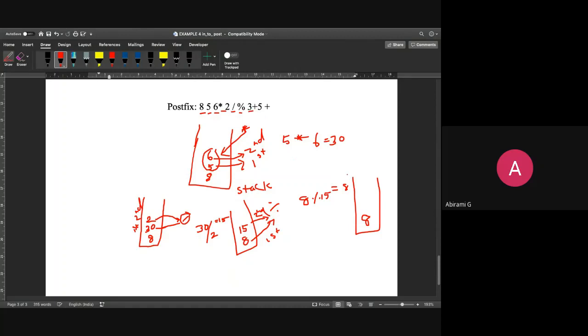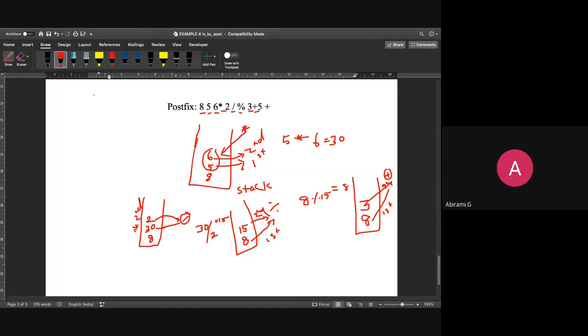Then what is the next character? The next character is 3, which is an operand, so push it into the stack. Then what is the next character? Plus. Plus is an operator. Once we encounter an operator, we have to perform the operation. What operation? 8 plus 3. 8 is the first operand and 3 is the second operand. So 8 plus 3 is 11.